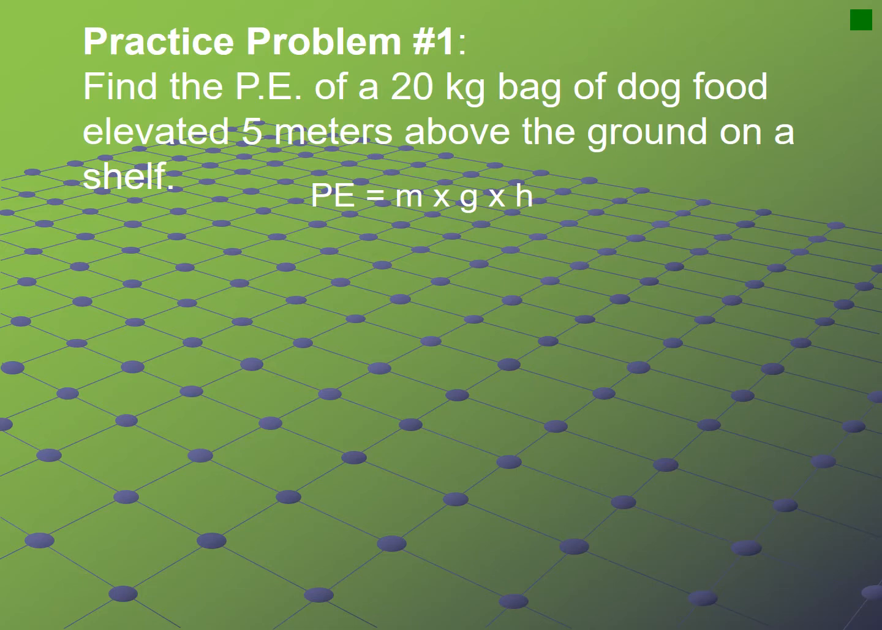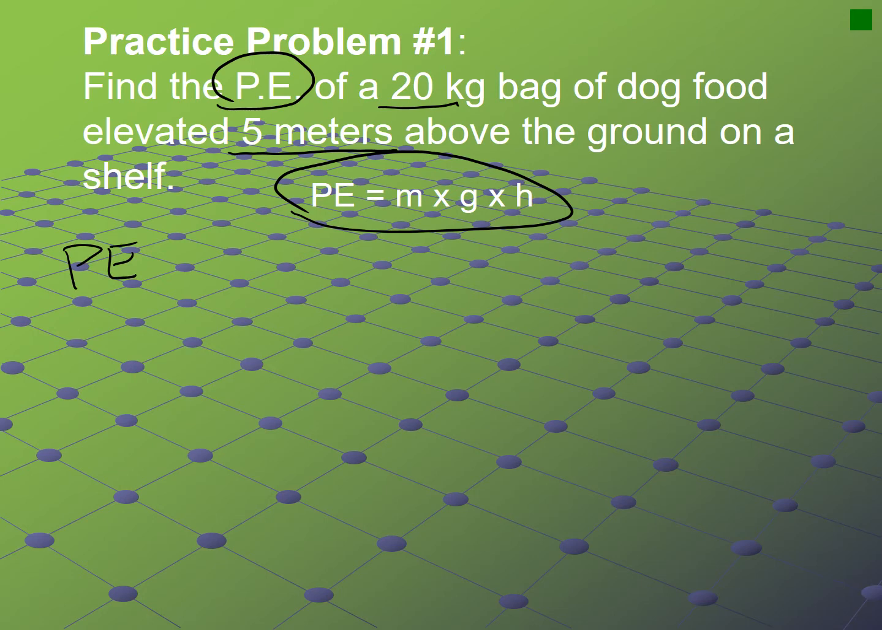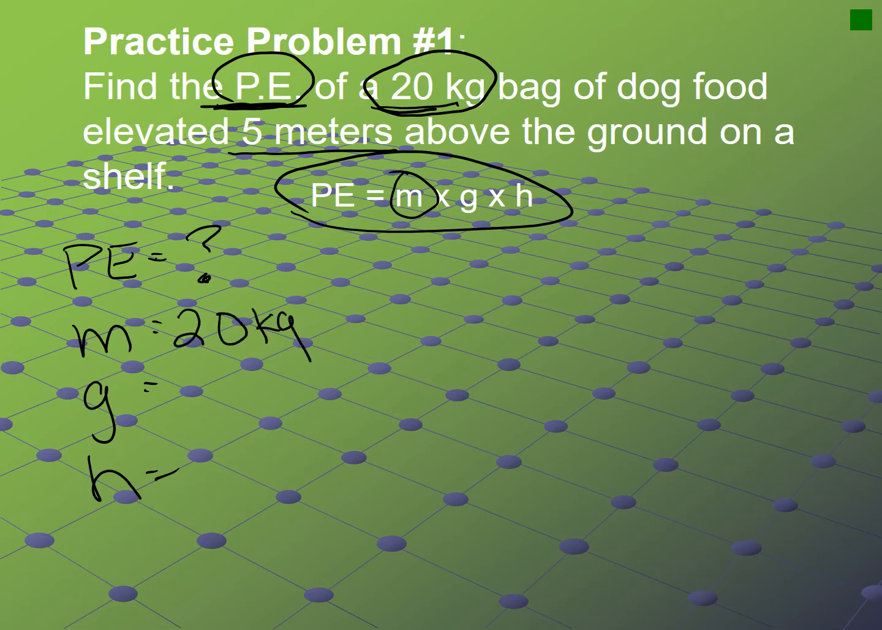So the first problem is to find the potential energy of a 20 kilogram bag of dog food elevated 5 meters above the ground on a shelf. The first thing I want you to do with any of these formulas is write out all of the different variables, and then fill in any of the information that we know. First off, I'm asking you to find the potential energy, so that is going to be my question mark. Then we've got mass. This M stands for mass. So what is my mass? It needs to be in kilograms, which it is, so we would write down 20 kilograms.